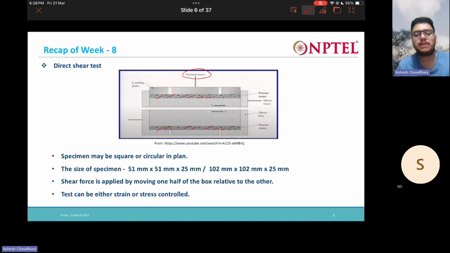A shear force is applied by moving one half of the box relative to the other, and the test can be either strain controlled or stress controlled. Strain control means you are controlling the strain rate, the movement rate of the box. Stress control means you are controlling the force that you apply to move the box.